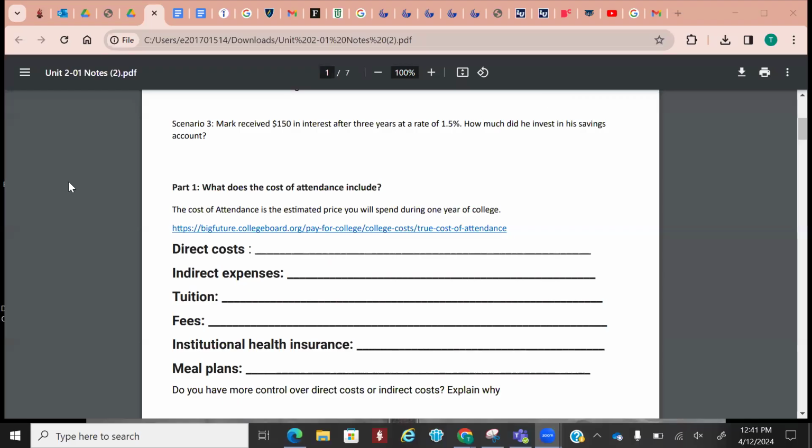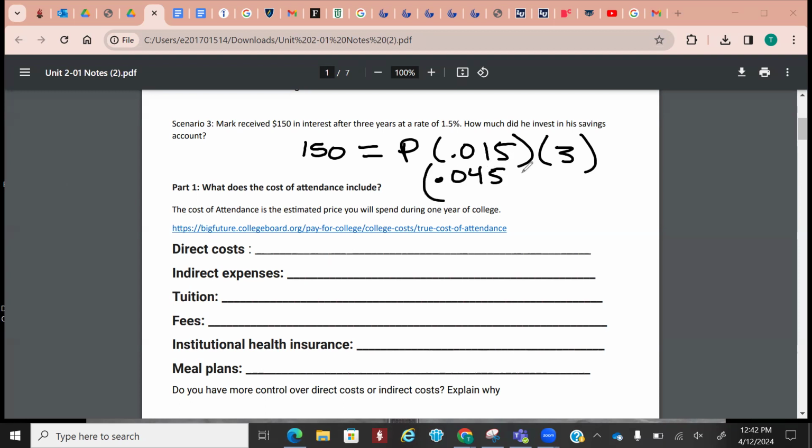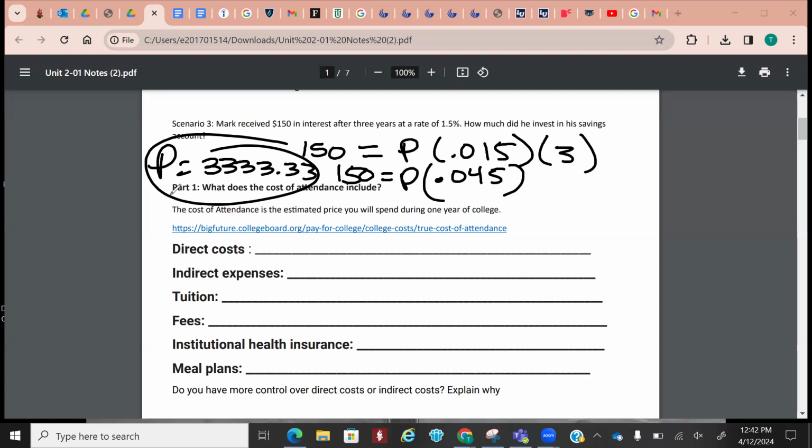All right, so on scenario 3, Mark received $150 in interest after 3 years at a rate of 1.5%. How much did he invest? So we're going to take 150, and we don't know what the principal amount was, but we've got our rate, and we're doing it for 3 years. So we're going to multiply this, and that's going to be 0.045 times P, and then we're going to divide by 0.045, which means that his investment would be $3,333.33. It's a lot of threes.